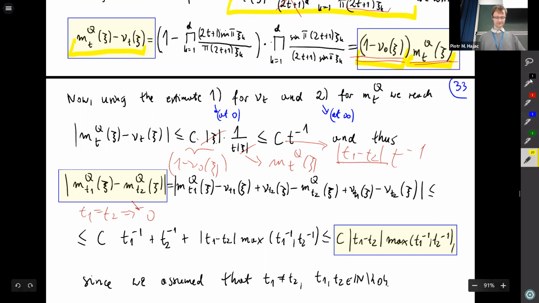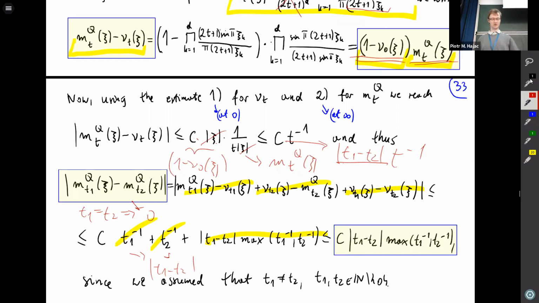Which means, if I go back to the expression that I had, that M_t1 minus M_t2 is this thing, this comes from this part, and this comes from this part. Without the t1 and t2, we have it here, but we didn't have t1 minus t2, because the only ones that matter are different, so we can put it for free in those estimates. We can add it for free here and here. Okay, and then I need to take the maximum because I don't know which one is larger. Is t1 inverse larger or t2 inverse larger?